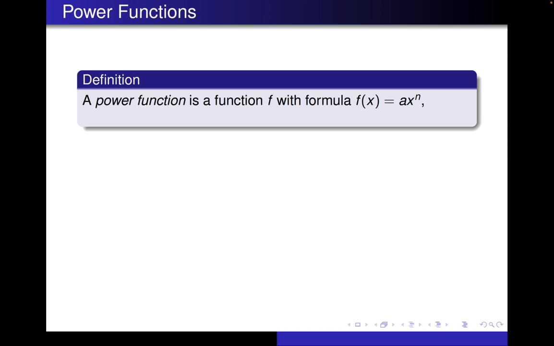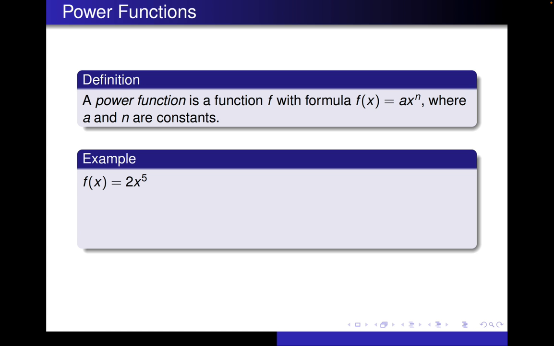So a power function is not terribly complicated. It's a function with the formula f of x equals a times x to the n, where both a and n are constants. Actually, they look a lot like exponential functions, except the constant and the variable change places. Instead of having a constant to an exponent variable, you have a variable to an exponent constant. So here's a very simple-minded example. Here you have f of x equals 2 times x to the fifth. Here the a is 2, and the n is 5. So that's not so terribly interesting.